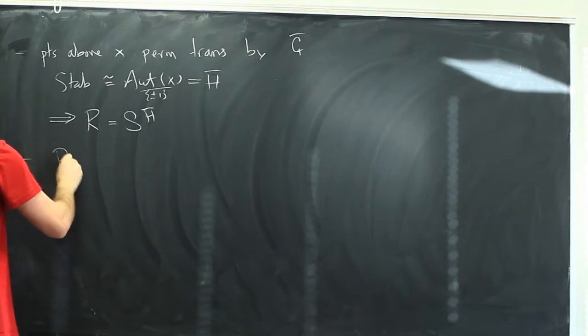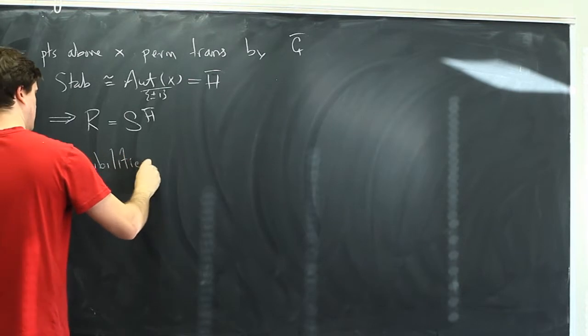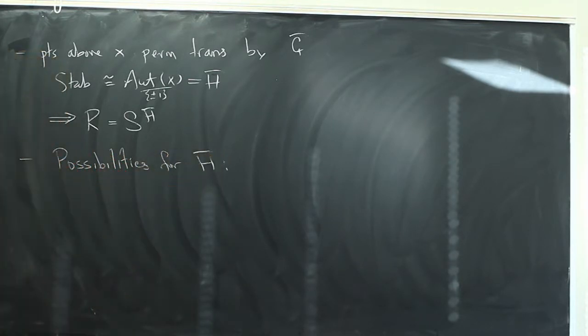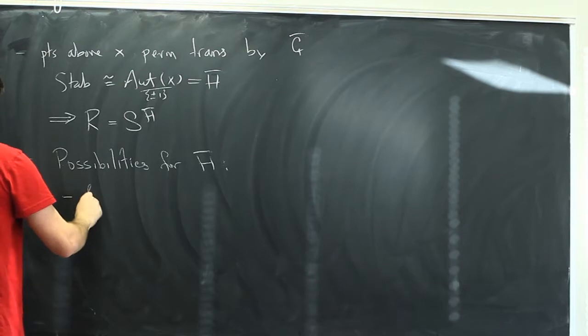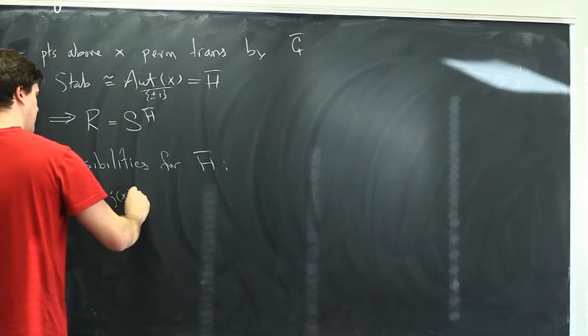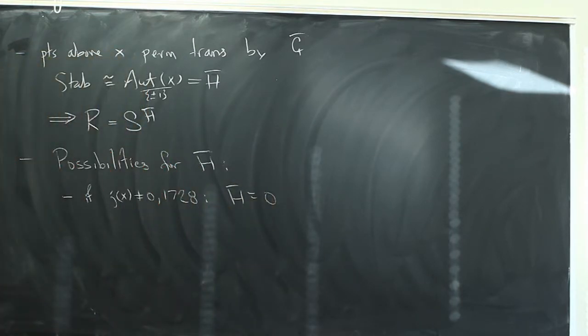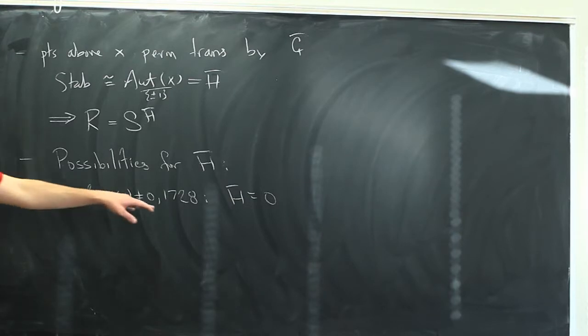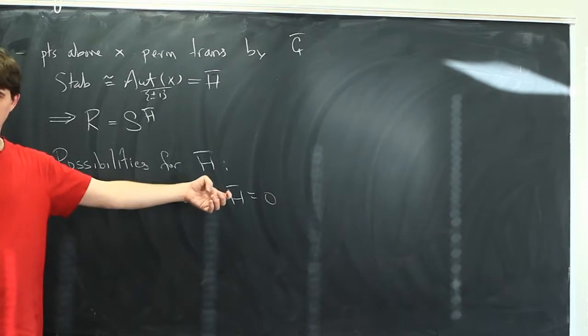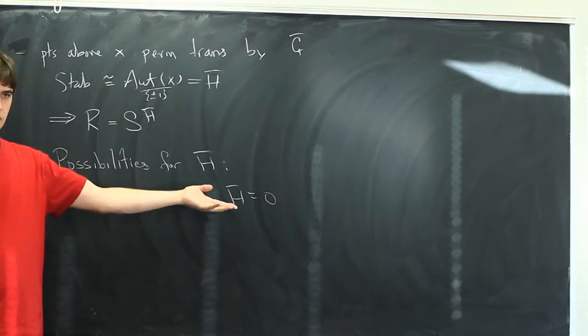If the j-invariant of x is not 0 or 1728, then H is trivial. So this is just a fact about elliptic curves in characteristic p. So we have an elliptic curve in characteristic p. Remember, p is not 2 or 3. I'm assuming p is bigger than 3. In that case, the automorphism groups are always Z mod 2, Z mod 4, or Z mod 6. If your j-invariant is not one of these two, your automorphism group is always just plus or minus 1. We're killing that in H bar. So if your j is not this, then necessarily your H is trivial.